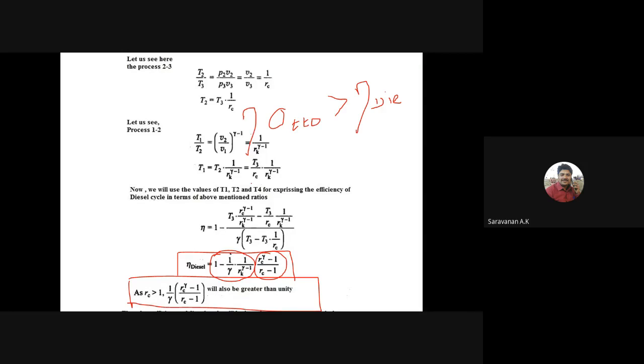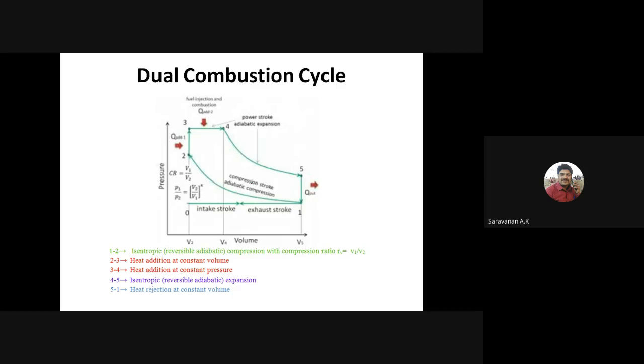So now in this class we can see the dual combustion cycle. A dual combustion cycle is a combination of the Otto cycle and the diesel cycle.